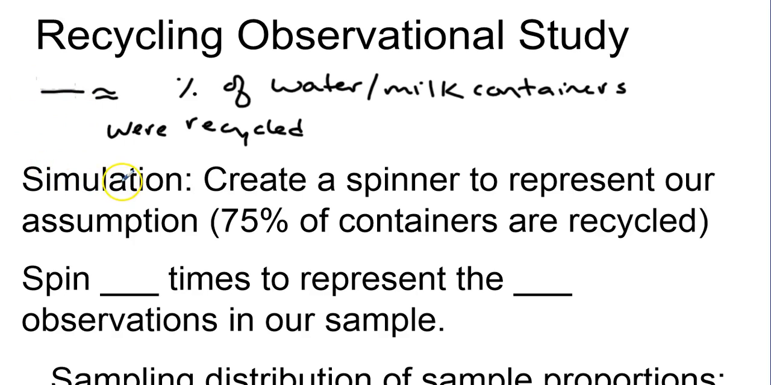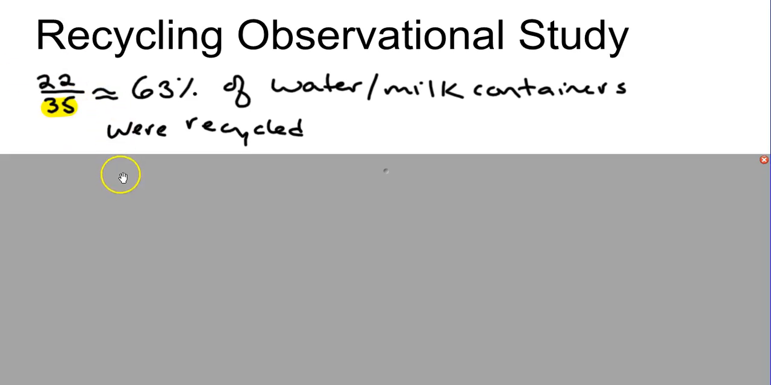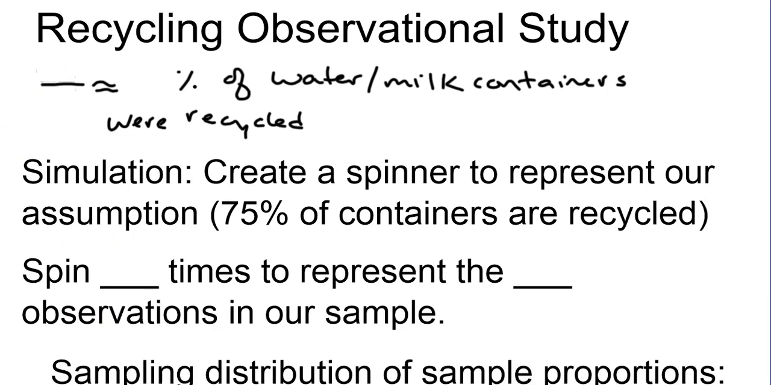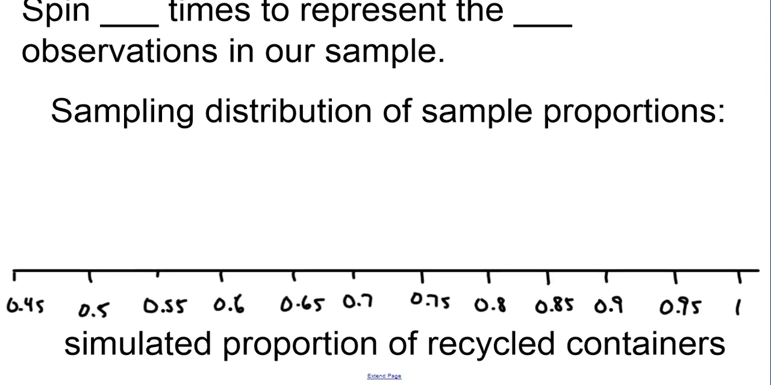And then we're going to create a simulation. So what I'm going to have you guys do is take a spinner. So Mrs. Bird had the spinners for you. You'll need a paper clip, and you'll need 2 pieces of tape to tape it on there. And we're going to assume that 75% of the containers are recycled, because that was Mr. Gasparini's threshold. We're going to spin how many times? Well, my other class, they needed to spin 35 times because they had 35 observations in their sample. You'll have some other number, probably. So spin it that many times, and then create a sampling distribution of the sample proportions.